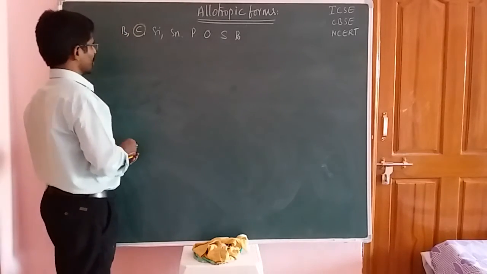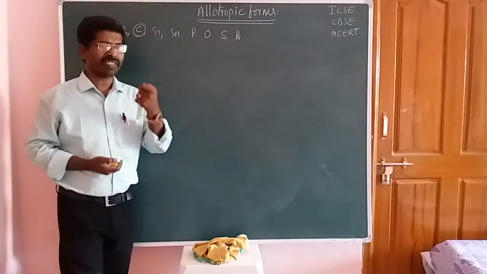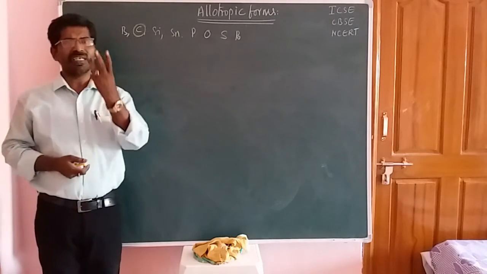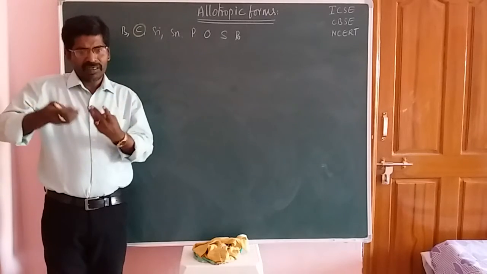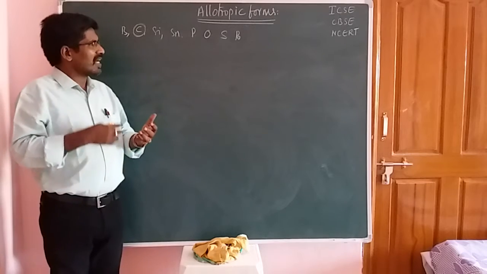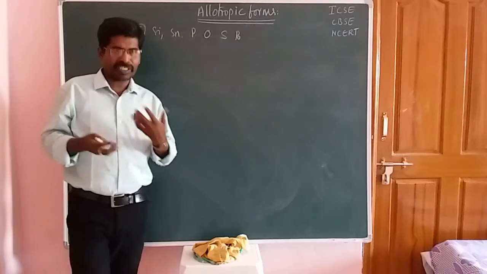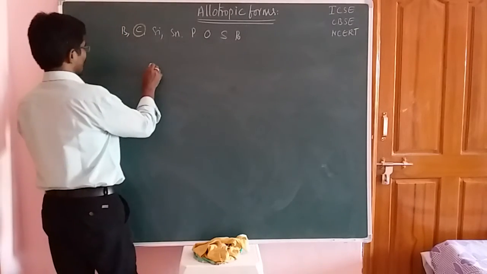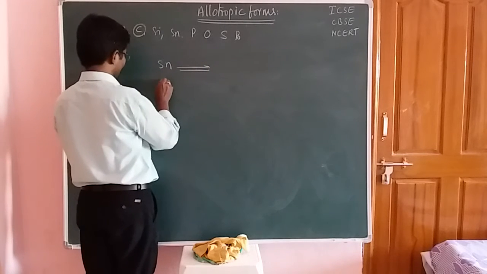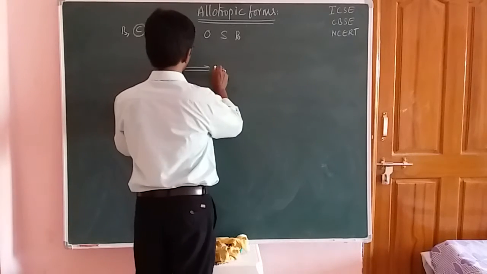Next you should take tin. What is tin here? The element tin's symbol is Sn. Now that element exists in the 3 state, which is the stable state. First of all, you should write that tin exists in allotropic forms: this is the gray allotropic form, and here this one is tin.